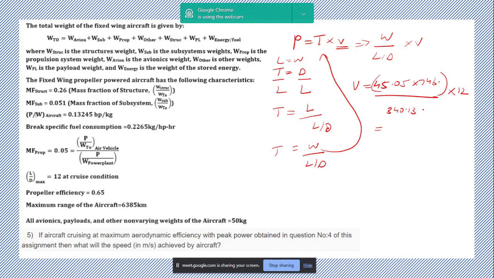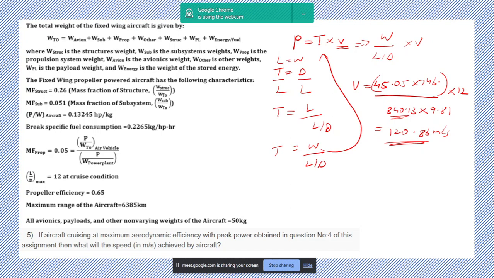The weight here should be multiplied with 9.8 when this was in kgs. So with something around 120.86 meters per second. That is the velocity that the aircraft will achieve if it's using the peak power in the previous question.